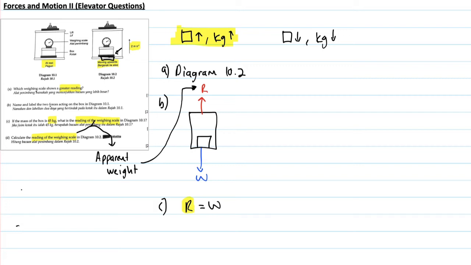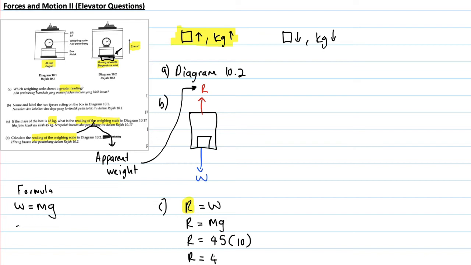Now, how do we find the R value? We know that, put a little formula box here, W equals mass times gravity. So what we do is R equals mass times gravitational acceleration, which means R equals 45. For gravitational acceleration, there are two values, 9.81 and 10. If the question states clearly for you to use 9.81, then you use 9.81. If not, you are able to use 10. And you will get your normal reaction as 450 Newton, which is also the reading on the weighing scale.